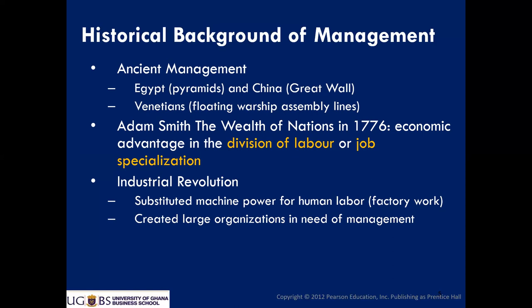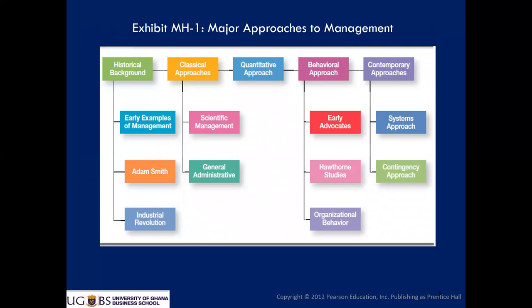Now, I'm going to show you the major approaches to management, and we can understand this from five distinct and also interrelated dimensions. Okay. So we have the historical background, where we look at early examples of management, like I've given you, Adam Smith and the Industrial Revolution and the ancient examples of Egypt and China. Then we also have the classical approaches. So here we are looking at scientific management. We are looking at what we call general administrative theory. Then we transition to quantitative approach, where we also look at behavioral approach, contemporary approach, right?